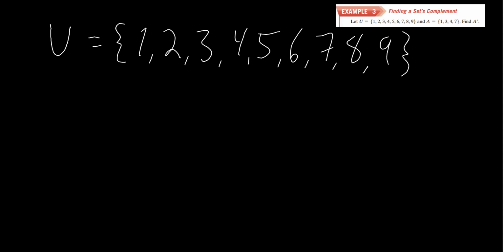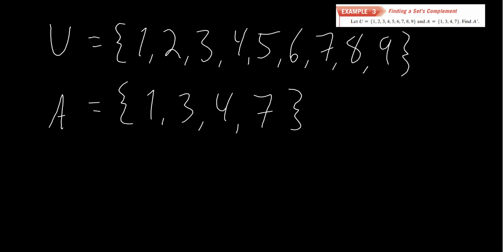That's A, or U, and A is the set of odd numbers. 1, 3, 5. My commas there look like periods. 1, 3. No, it's not odd numbers. 4, 7. Okay, so I need to find a complement. A complement is going to be the set that is not in A.